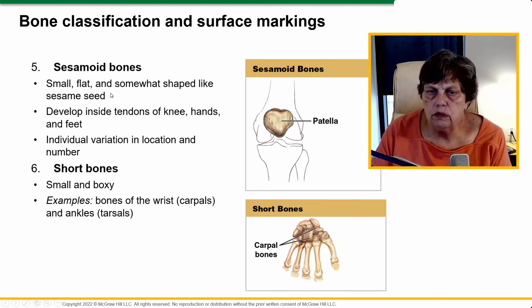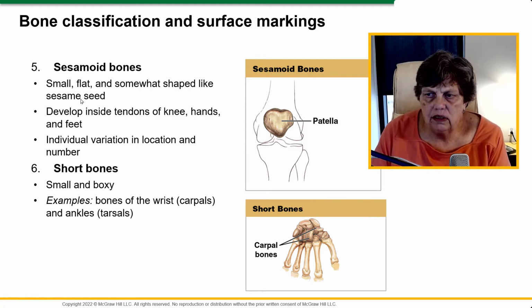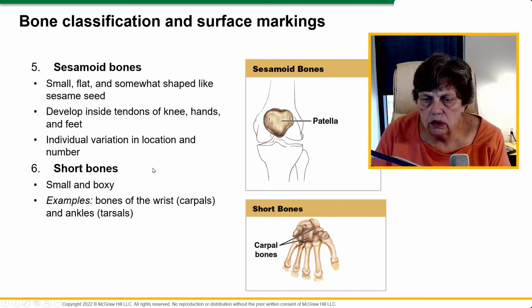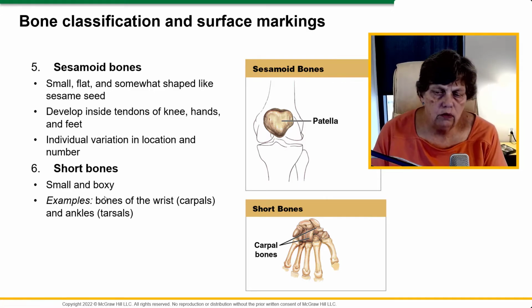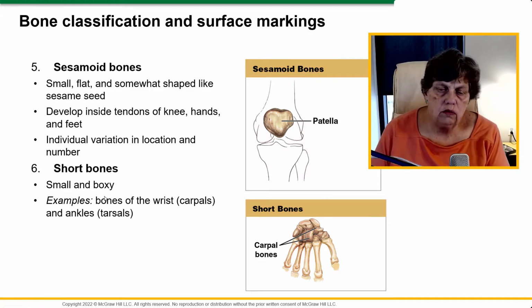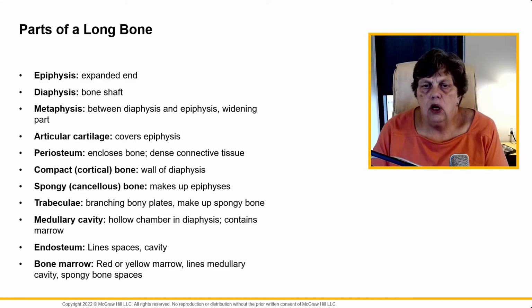We have sesamoid bones. These are small, flat bones. Yes, like a sesame seed. I don't know if I agree with that, but they call them sesamoid bones. They develop inside the tendons of the knees, the hands, and the feet. The more famous one is the patella, which is our kneecap. And then we have short bones. These are small, boxy bones, such as the bones of our wrists, the carpals, and the bones of our ankles, the tarsal bones.